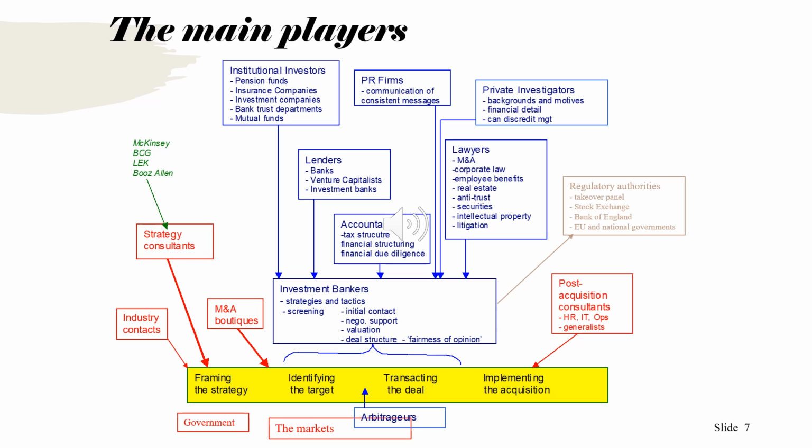And of course that will take us through identifying the target on the yellow bar at the bottom and transacting the deal. And of course we're going to have to engage often with regulatory authorities, which are in the right hand side. In the UK we call it a takeover panel. There are different regulator names depending on the countries, stock exchanges, central banks like the Bank of England, and depending on the size, if it's a big deal, you'll be dealing with national governments, and also in European countries you'll be dealing with the European Union regulators.